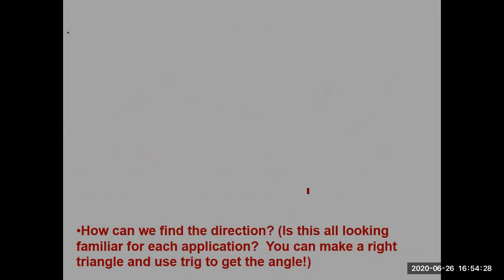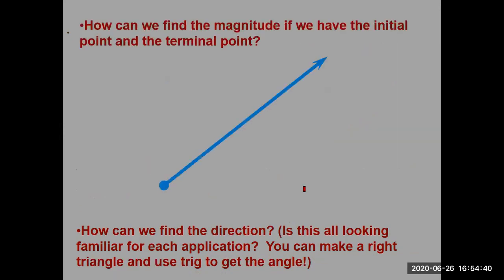How can we find the direction? Is this all looking familiar for each application? You can make a right triangle and use angles to find out the direction. So here it is. How can we find the magnitude if we have the initial point and the terminal point? This one is the initial point and this one is the terminal point. So how will you find the direction?